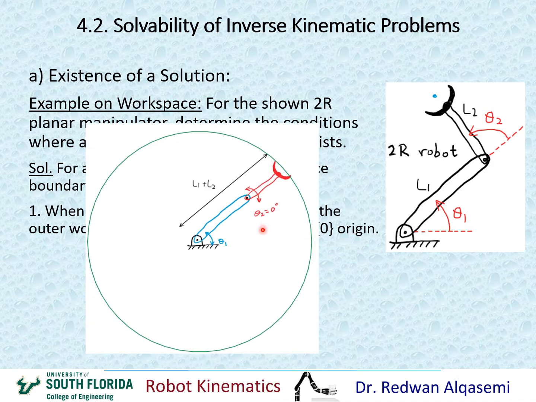Now, this plot here shows how this looks. So this is fully stretched, and theta 2 equals 0. So the length from the end effector to the origin of frame 0 would be L1 plus L2.